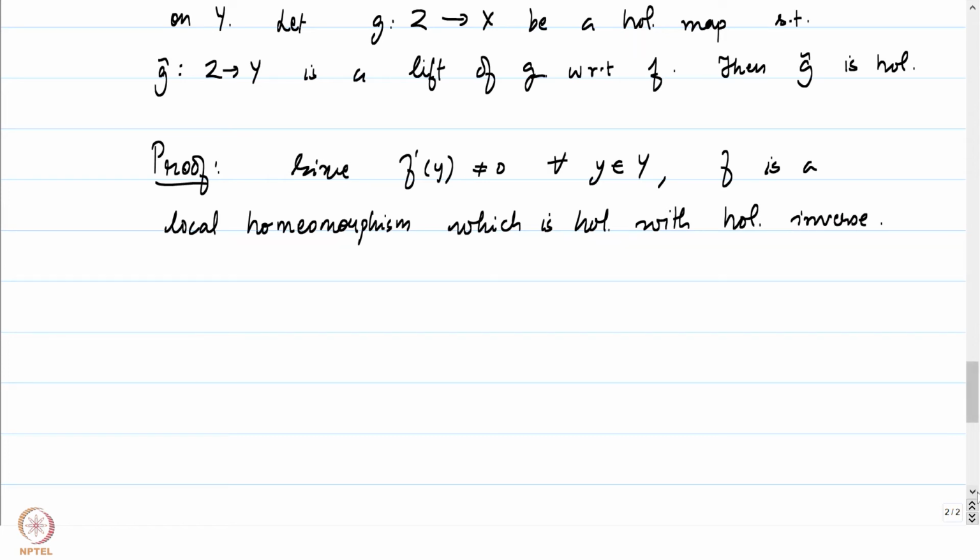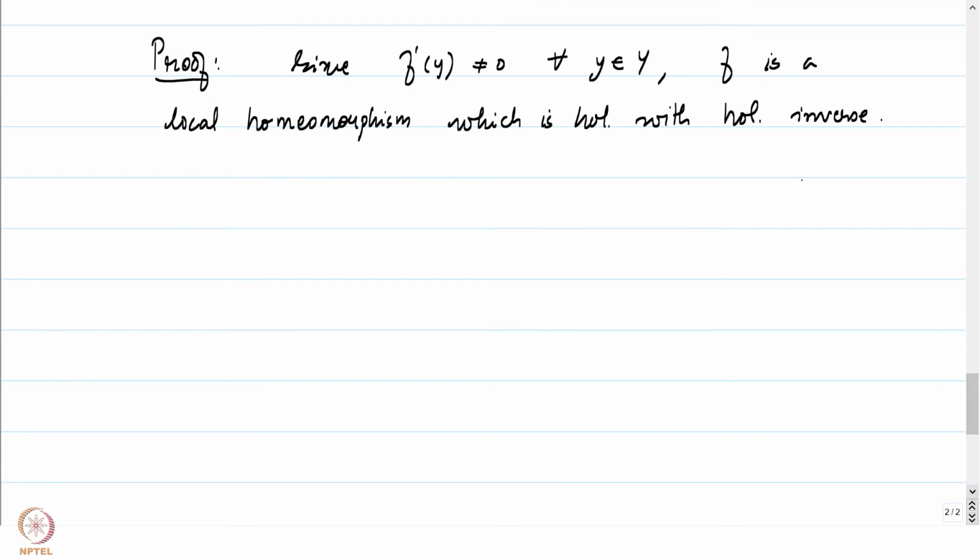Going to use that very crucially. Let's again draw pictures. We have y, we have x, the map here is f, Z to X is the map g, and we have a lift g tilde. Our goal is to show that it's holomorphic on Z. Holomorphicity is a local property. We will show that it is holomorphic around every point in Z.